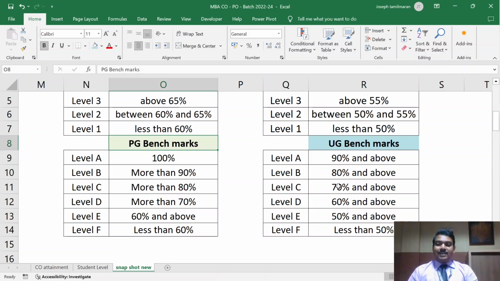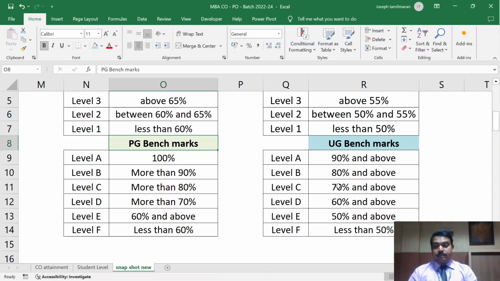Before we start with the analysis, I would like to highlight the benchmarks set by our college, Kristu Jayanti, for both the postgraduate program and the undergraduate program. On my screen, you see two tables, the left hand side focusing on the postgraduate benchmarks, the right hand side focusing on the undergraduate benchmarks. The entire attainment has to be quantified and then displayed. That is our main objective of doing this analysis, and hence quantitative benchmarks are set.